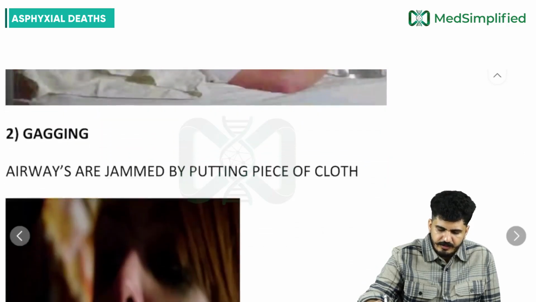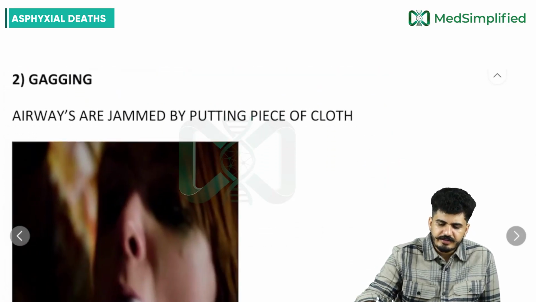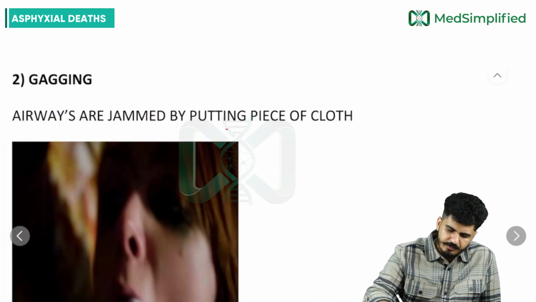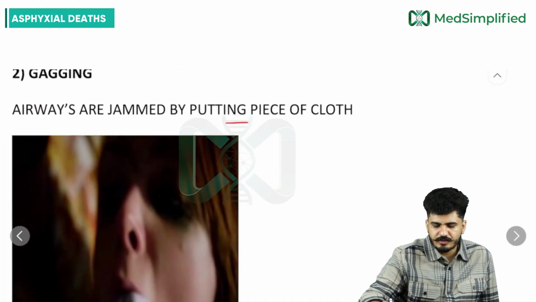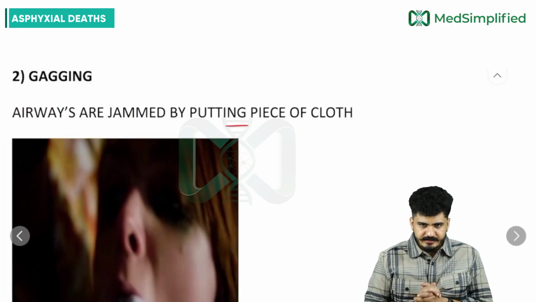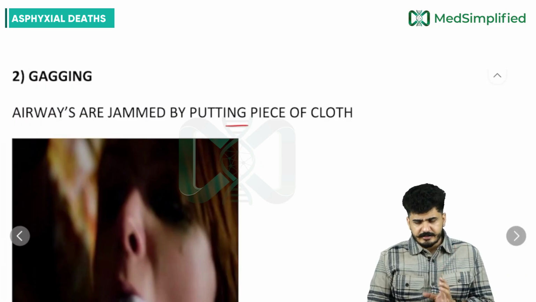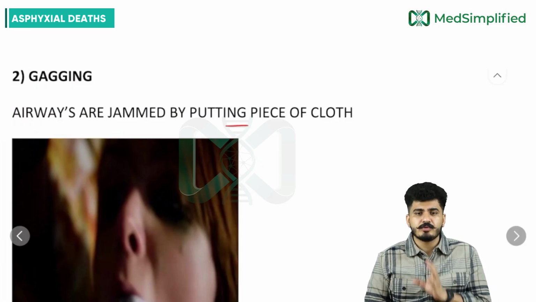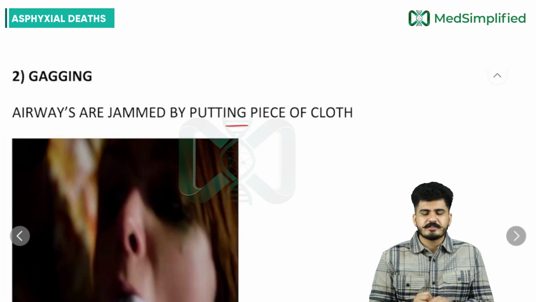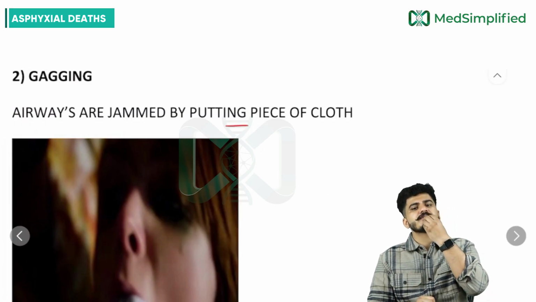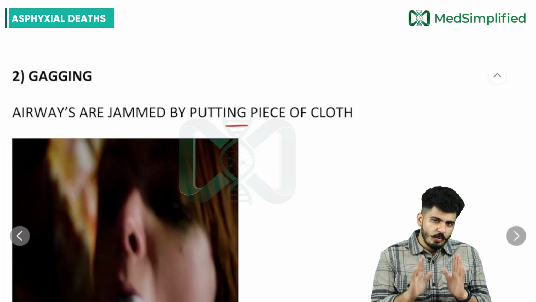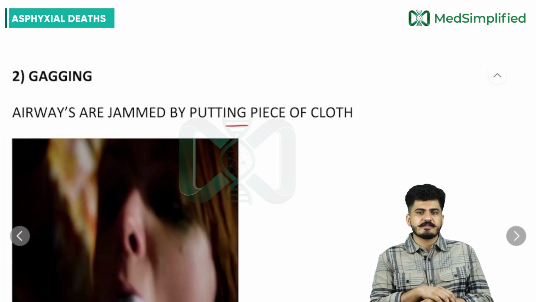Now, sir, next we have gagging. What is happening? The airways are jammed by putting a piece of cloth. So what can this be? Like you have abducted someone, and you don't want that person to shout or speak. You can put a piece of cloth. That piece of cloth in the mouth is obstructing the oropharynx, the airways, and the person will die. This is one thing.